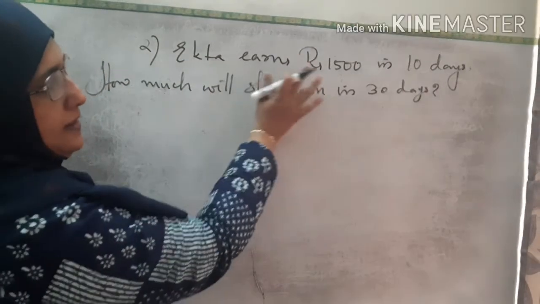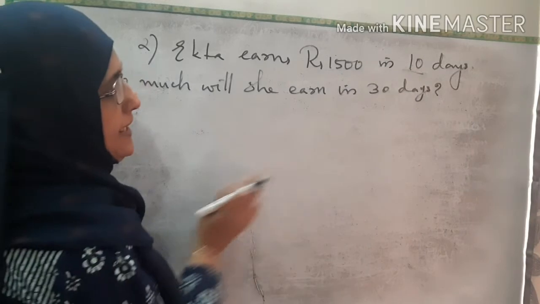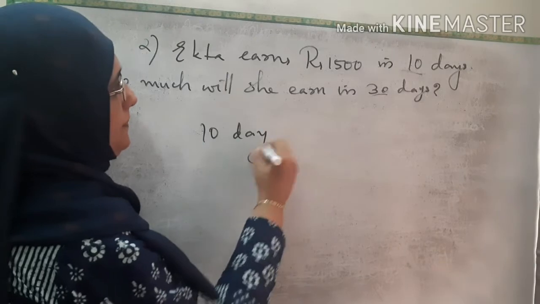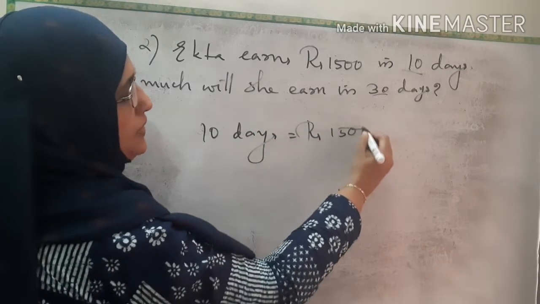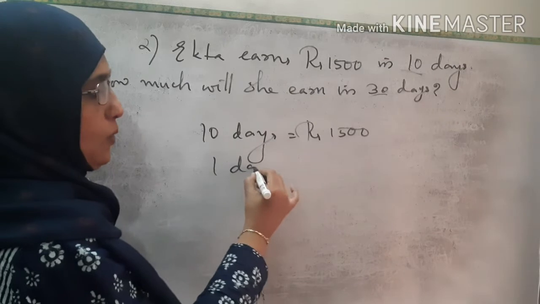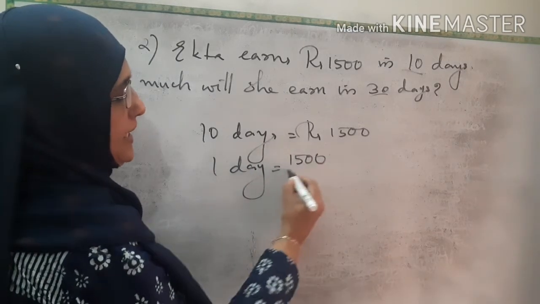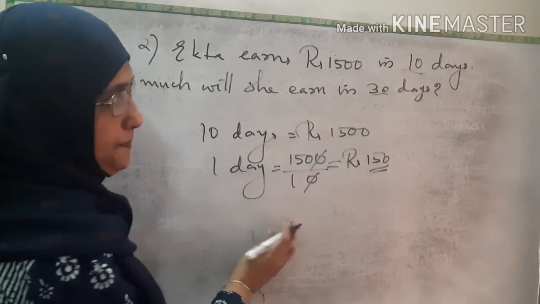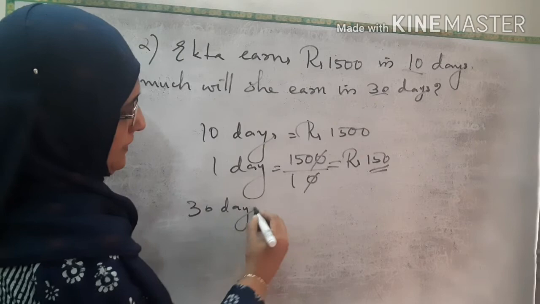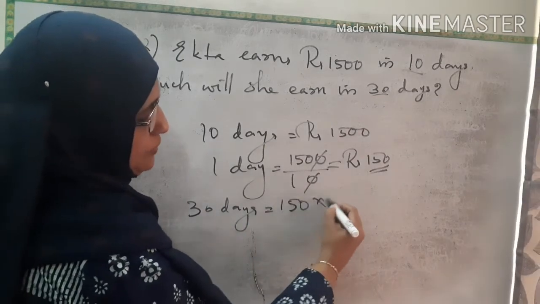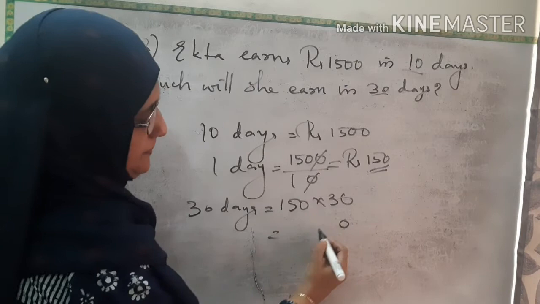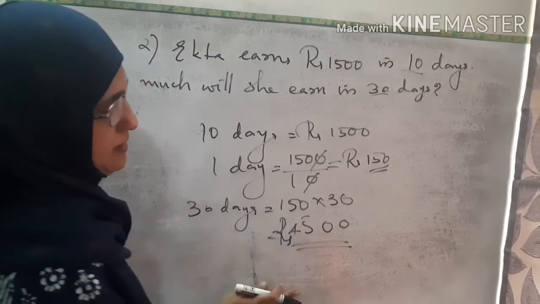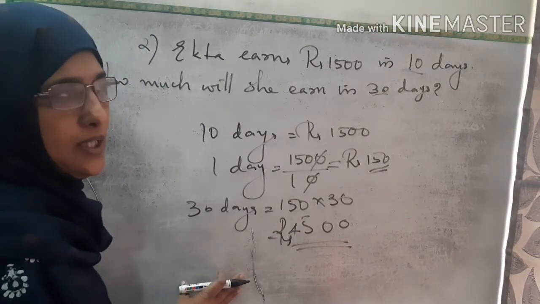Second question, Ekta earns rupees 1,500 in 10 days, then how much will she earn in 30 days? That is, in 10 days, rupees 1,500. You have to find for 30 days. So first you find for 1 day. So here division comes. Zero, zero cut off, rupees 150 per day. Then for 30 days, it is 150 into 30, that is 4,500 rupees. For 30 days, she will be earning 4,500 rupees.